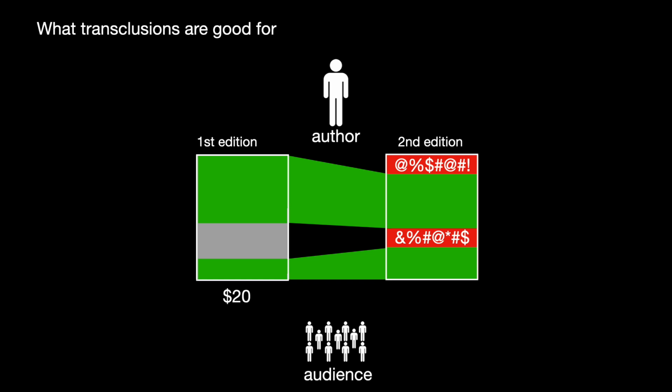Because the new content is about 10% of the book, let's say it's priced at about $2. A lot of people who bought the first edition will buy the second edition and read it. And because transclusions show them where the old material is, they can scroll to all the new parts and read only those sections. In this scenario, everybody is happy.